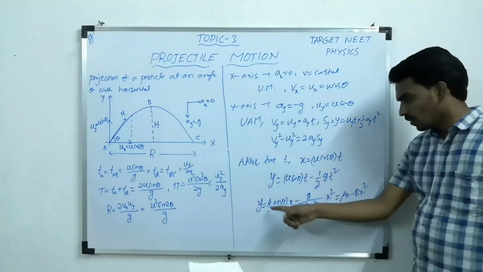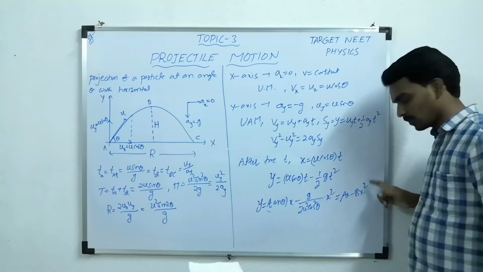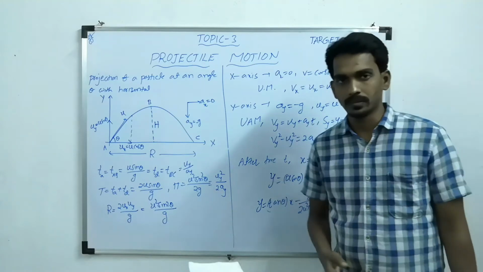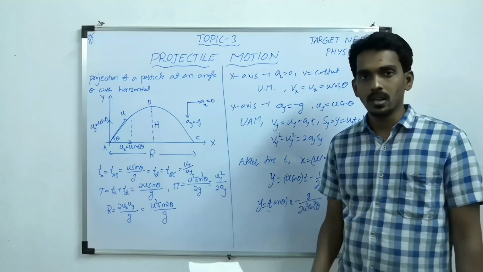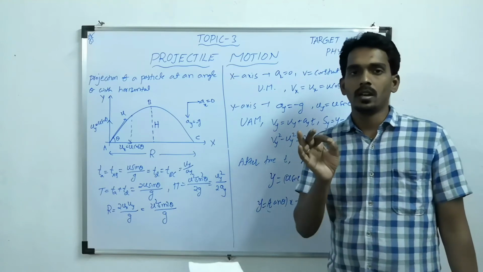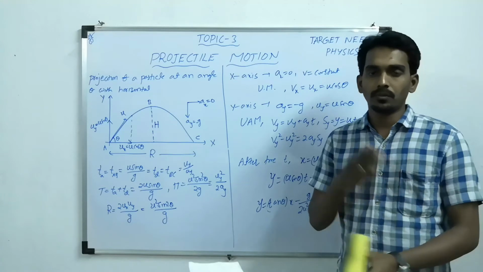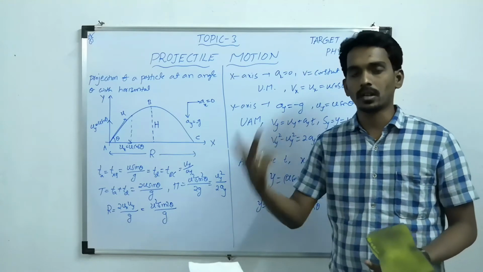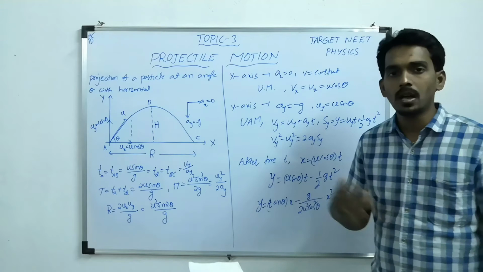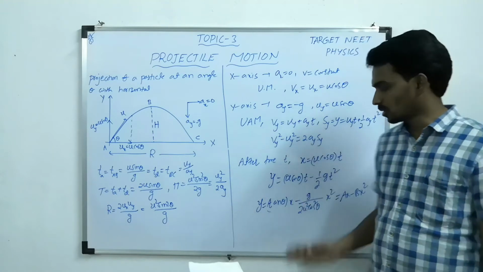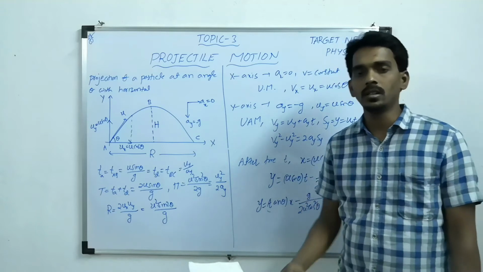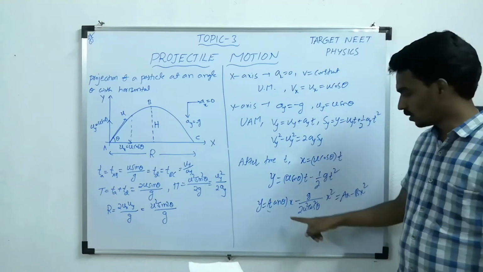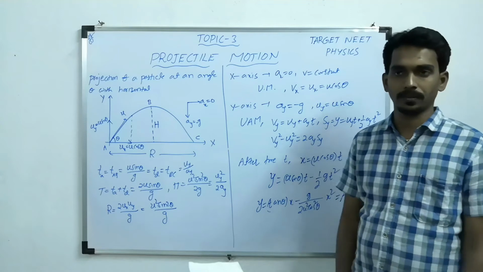And here y depends on x in what way? x power 2. We already discussed in the previous topic, graphical analysis, where we studied the parabolic graph. If y depends on x with power 2, then what kind of graph will come? Parabolic graph. So similarly, now we can conclude, what is the path of projectile motion? Parabolic path. So this is the generalized equation.